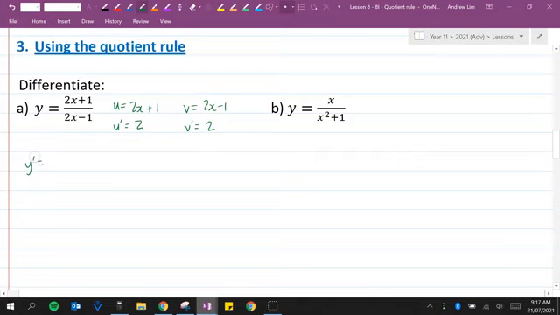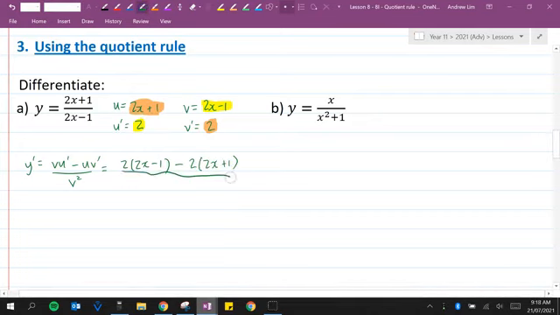So y' is equal to vu', let's write it down, minus uv', all over v squared. In this case vu', so we're going to times these two together. So we've got 2 lots of (2x minus 1), and then we're going to minus uv', we're going to times these two together, 2 lots of (2x plus 1), all over v squared.